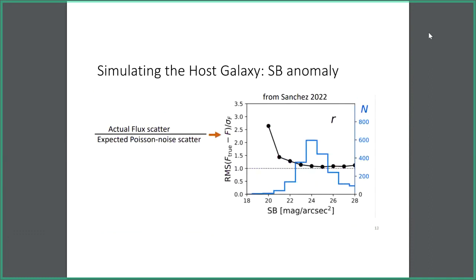Just to show what this flux scatter effect does, this is a plot. The vertical axis, I put in words to the left, is the actual scatter divided by what you would expect from Poisson noise. You can see at bright surface brightness, like 20 magnitude per arcsecond squared, the actual scatter is more than double what you'd expect from Poisson noise. And we still haven't quite figured out how to fix that.